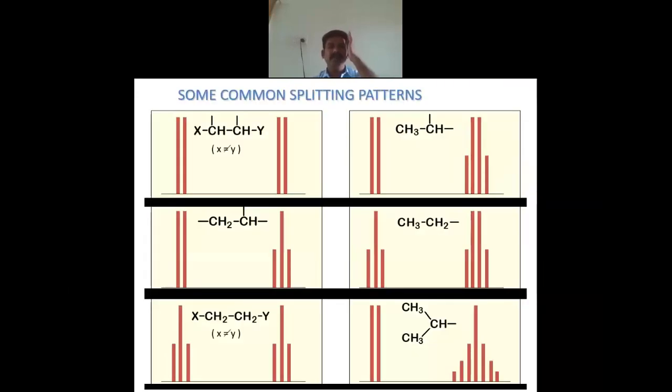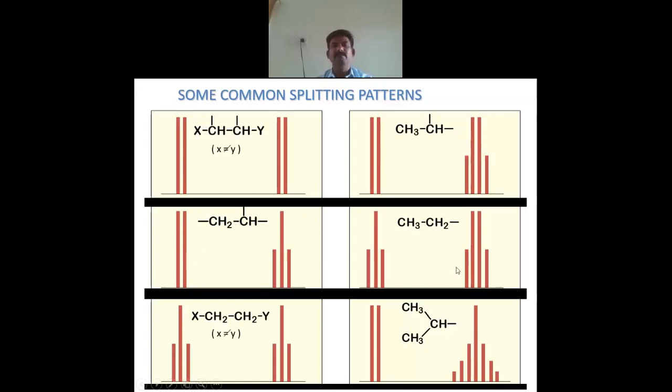See another example, some common splitting patterns. Here, this CH and this CHY: the neighboring proton is only 1, so n is equal to 1 and n plus 1 is 2. Here the CH3 has a neighboring proton of only 1, so n plus 1 means 2. Here n is equal to 3, so 3 plus 1 is 4. So 4 peaks will appear. Here 3 and here 2, so 4, 3, 2.